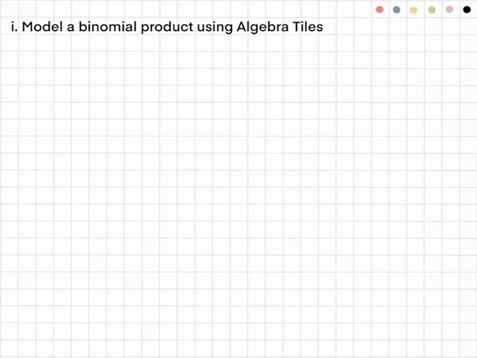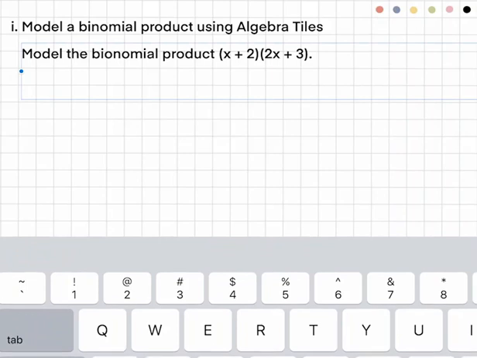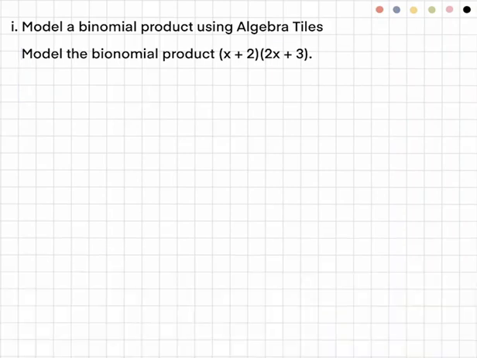Okay, let's talk about modeling a binomial product using algebra tiles. When we're modeling a binomial product, you can think of it as a rectangle, like a length times width situation. And each one of these is going to represent a part of that rectangle.